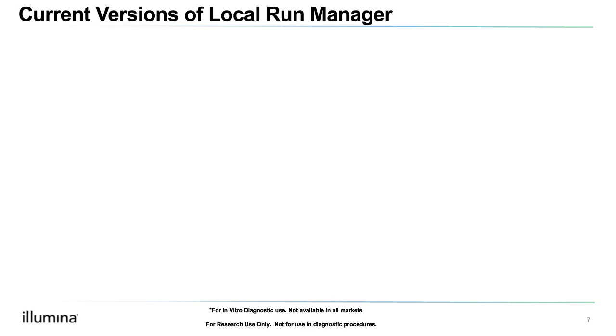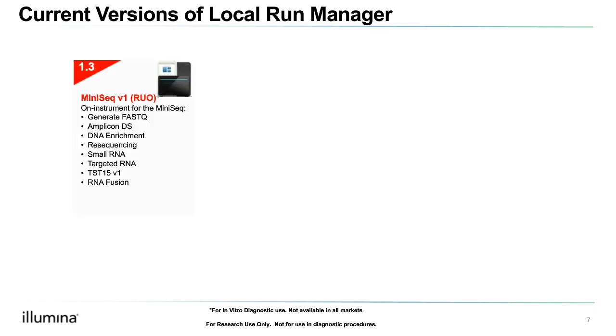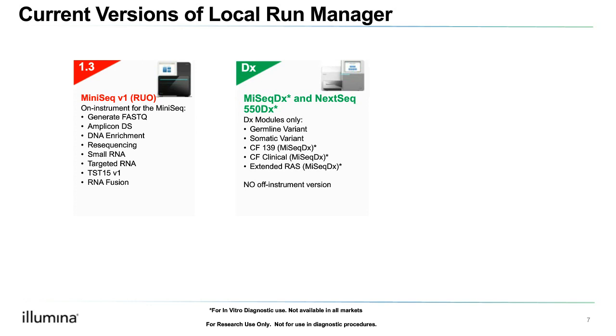So let's go through detailed versions of Local Run Manager with different modules listed here in different instruments, because you will find a few different versions on our support website. Local Run Manager version 1.3 is the first one released on the MiSeq version 1 control software, and you can see the list of the available modules here. MiSeq DX and NextSeq DX have different versions, and for the DX module, you have germline variant, somatic variant.